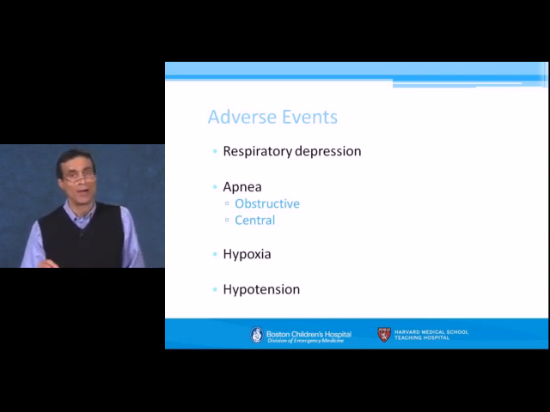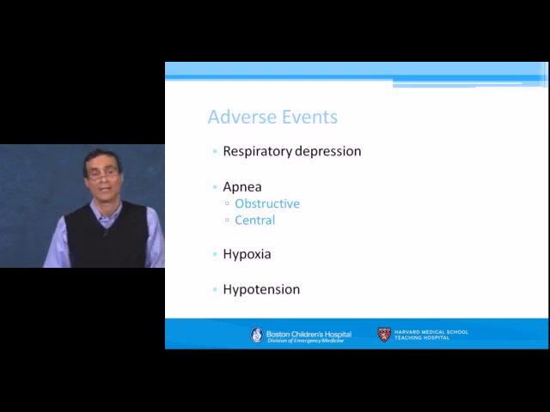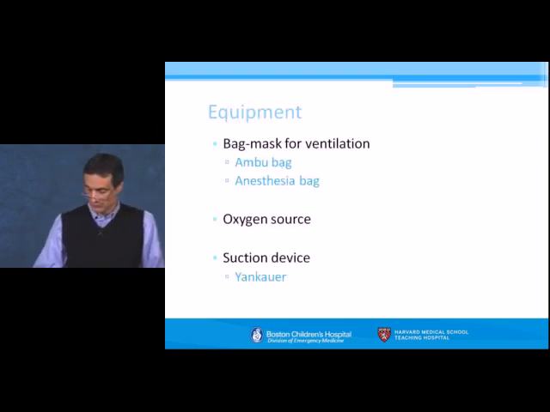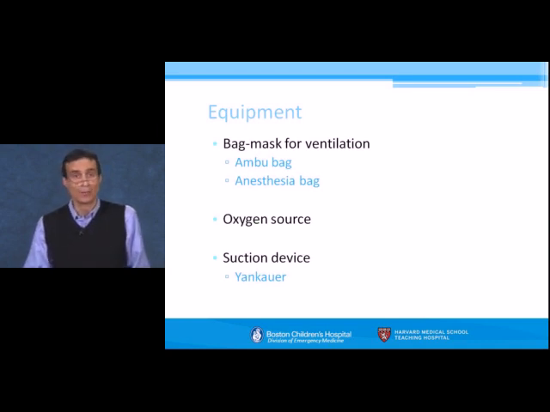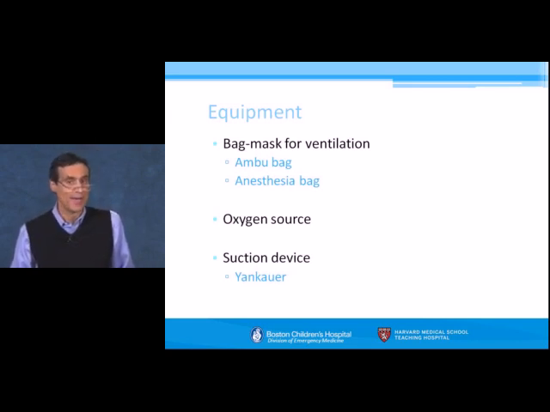So primarily, with the equipment and the monitoring, we're going to be focusing on how to recognize, prevent and manage adverse respiratory events. So the equipment, you need a bag mask for ventilation. Now this can be either an ambu bag or an anesthesia bag, whichever you're comfortable with, but it must be a bag mask. An oxygen source is necessary, and a suction device.